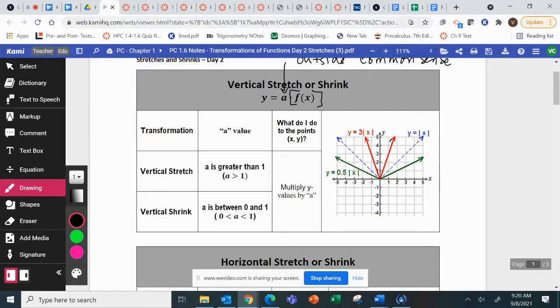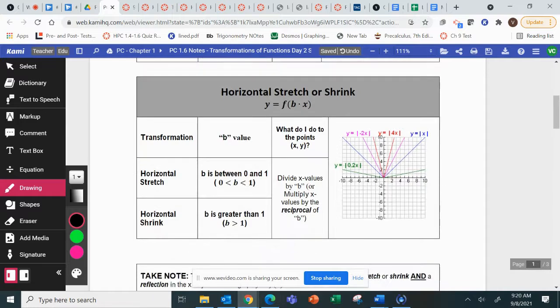Why would it be between 0 and 1, greater than 1? Why doesn't it include less than 1 or less than 0? Man, you're gonna make me fail. I know, right? Why, Ian? Because if we have a negative number, that is a reflection. That is a completely different transformation. If I have -2 absolute value of x, the negative is the reflection, the 2 is a stretch. So you look at them separately.